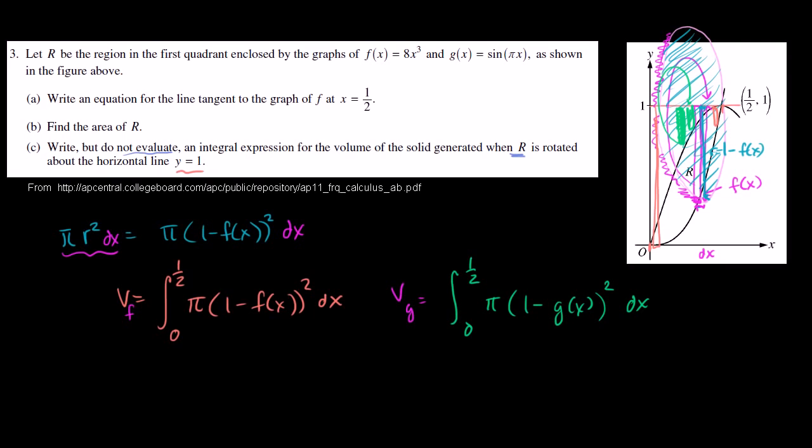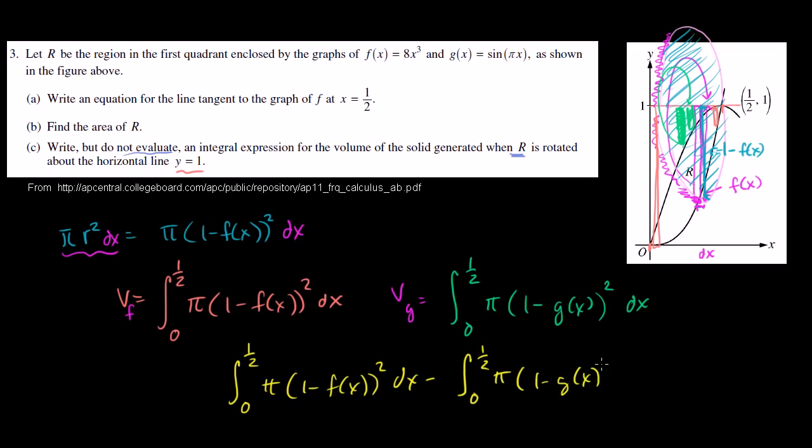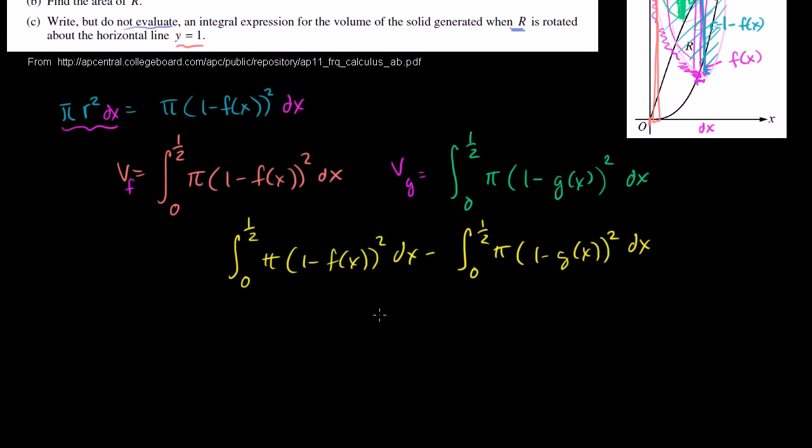So the volume of that region is going to be the integral, I'll do this in a new color, integral from 0 to 1/2 of pi times 1 minus f of x squared dx minus the integral from 0 to 1/2 of pi times 1 minus g of x squared dx. And this is a completely valid answer, but you might want to simplify it. We have the same bounds of integration. We have the same variable of integration. And we have this pi over here, so we could factor that out.